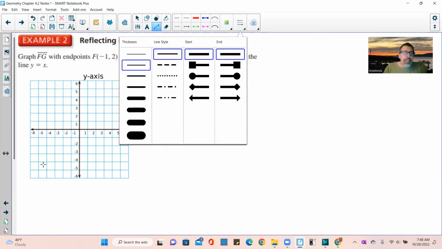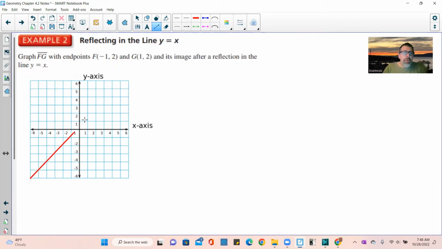Y equals x is a diagonal where all the y's equal the x's. 0, 0, 1, 1, 2, 2, 3, 3, 4, 4. All the y's equal x. So this is the line y equals x. Okay, so there's my line of reflection.